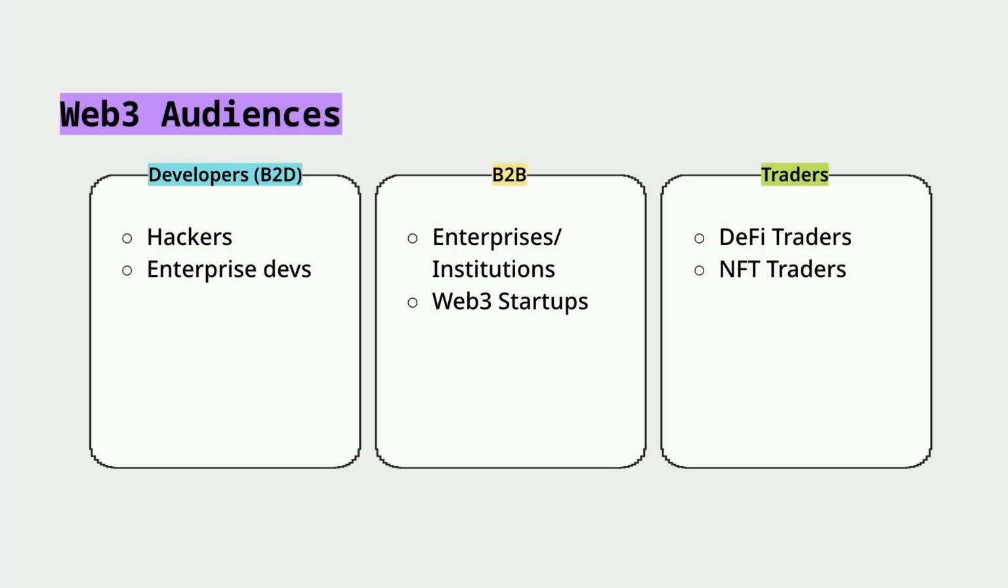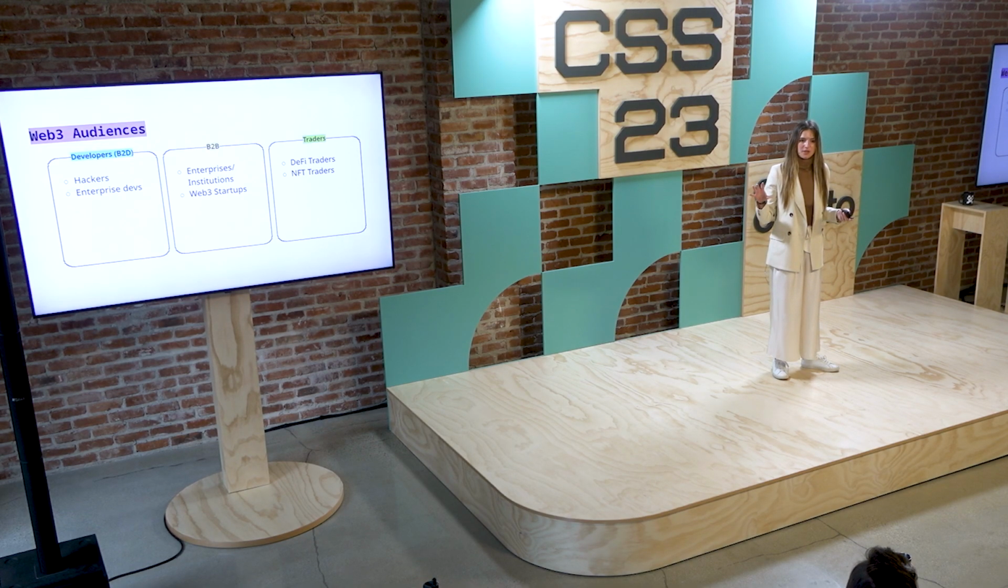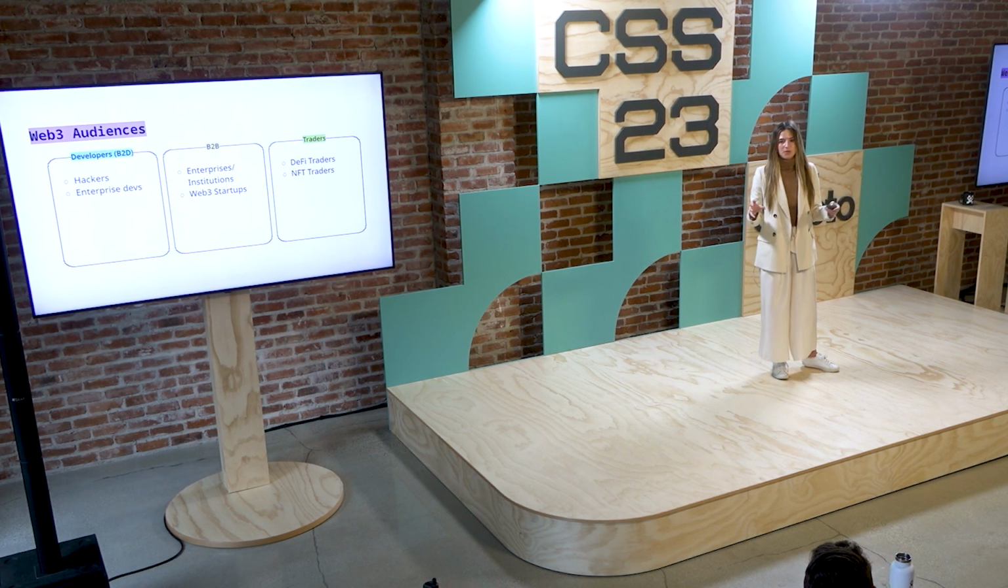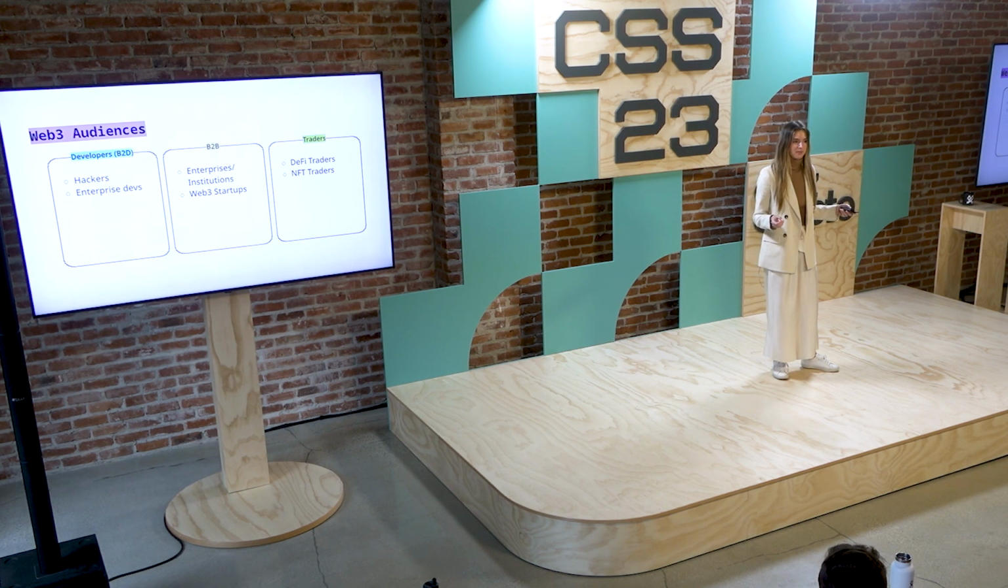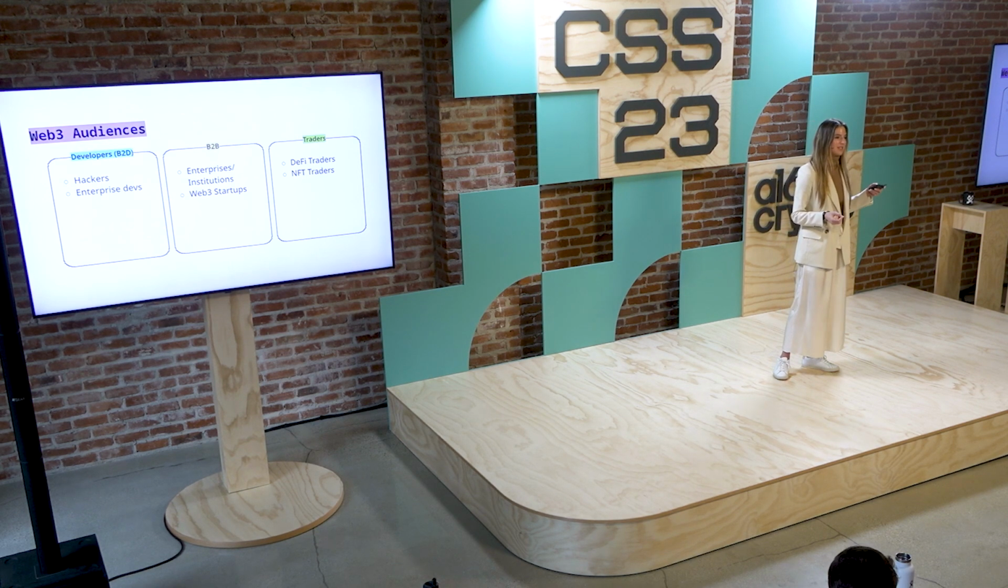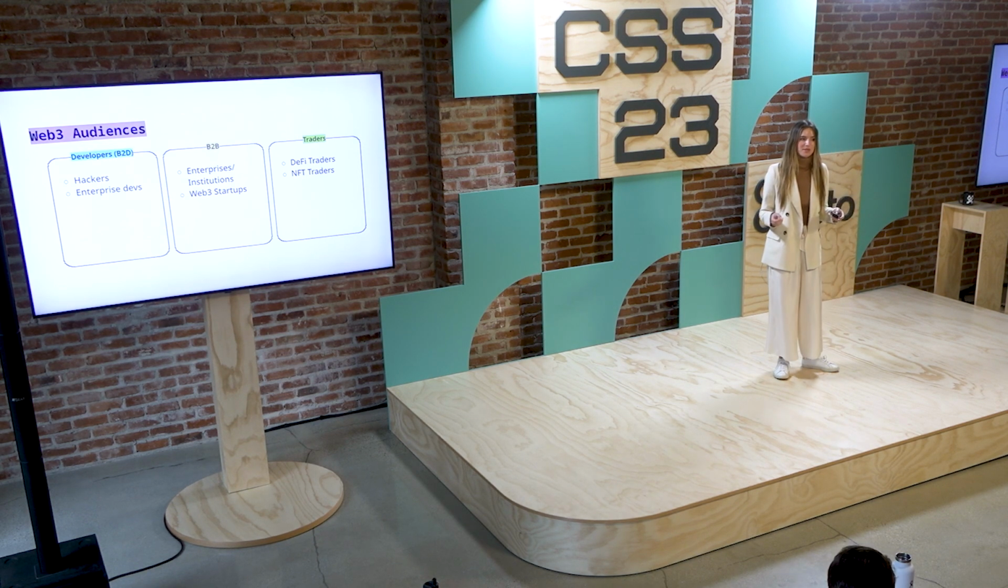So then there's B2B. Enterprises or institutions, we know what those are. And then Web3 startups. So you want to think about, am I targeting a big enterprise or an institution? Am I targeting a startup? And then you want to think, who inside of that institution or who inside of that startup is going to be the decision maker about whether they want to use my technology or not? And then who are the people that are going to influence their decision? And those might not be the same people.